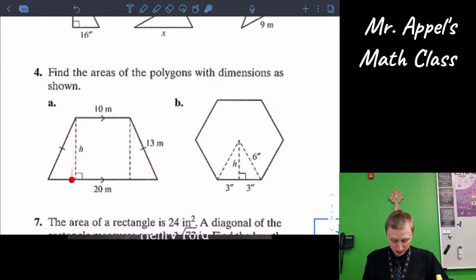With a missing dimension here, well, notice that this is a right triangle, so you can treat that as such and work out how to find that one.